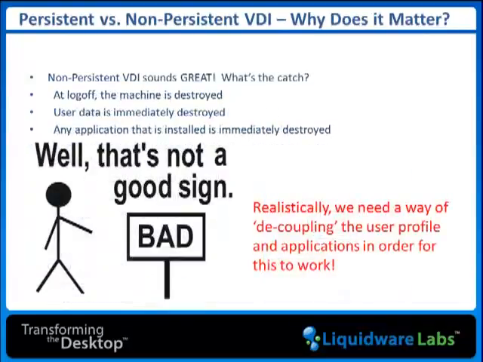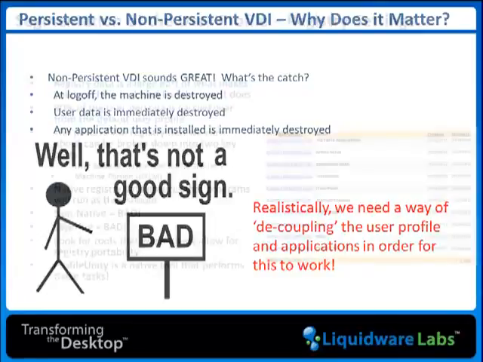Now, this sounds great. What's the catch? Well, first off, as we discussed before, at log off, the machine gets destroyed, and as a result, the user data is immediately destroyed. And any application that's installed is also immediately destroyed. And according to the graphic in the bottom left-hand corner, that's a bad sign. So realistically, we need a way of decoupling the user profile and the applications in order for this to work. And that's where Profile Unity comes in.